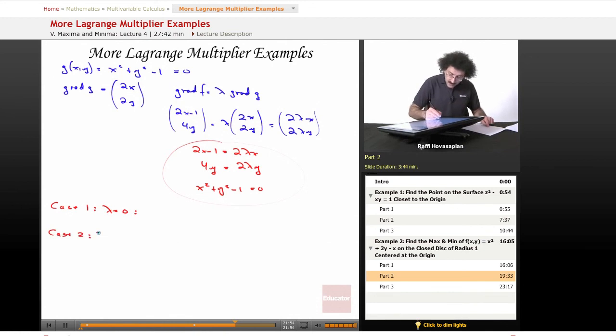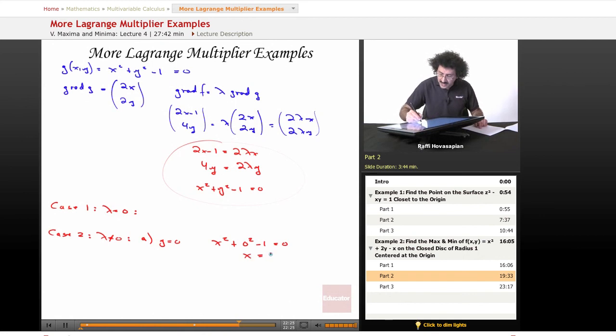Case 2, where lambda does not equal 0. Okay. So when lambda does not equal 0, there are some subcases that I have to consider. The first subcase that I'm going to consider is y equal to 0. When I set y equal to 0, then I'm going to get x squared plus 0 squared minus 1 equals 0. I'm going to get x equal to plus or minus 1.